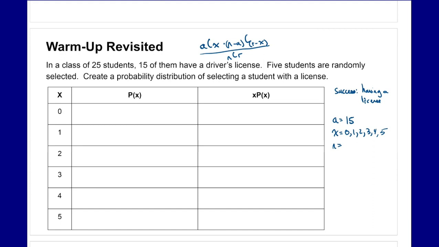N is the total number, so 25. The total number of outcomes, there's 25 people. And R is the number of trials. This is 5, right? Because we're choosing 5 people.